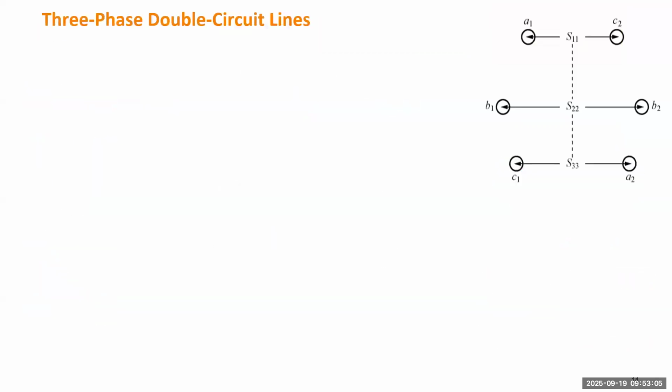All right, so let's move to the 3-phase double circuit line. For the 3-phase double circuit line, let's just assume there's maybe a tower.